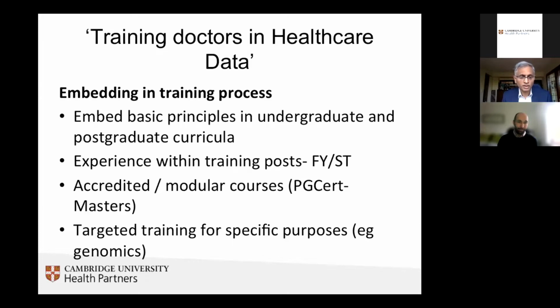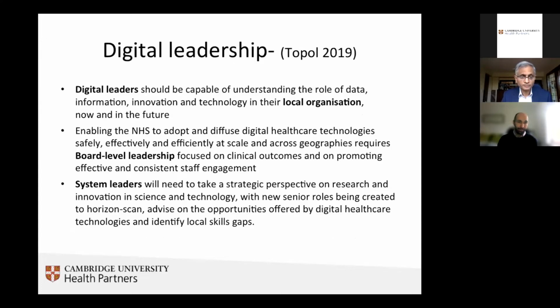And of course, there are a number of courses available, both accredited and non-accredited, or modular courses from the Digital Academy or from other institutions like ourselves for degree level education on healthcare data. And of course, there'll be targeted training for specific purposes, and genomics is a good example. And we know that on the CBC site, genomics is very active in what they do.